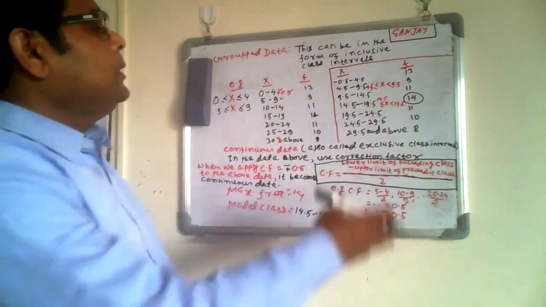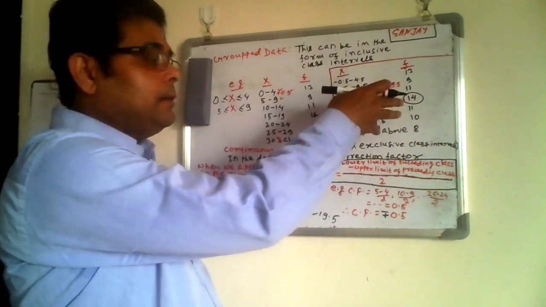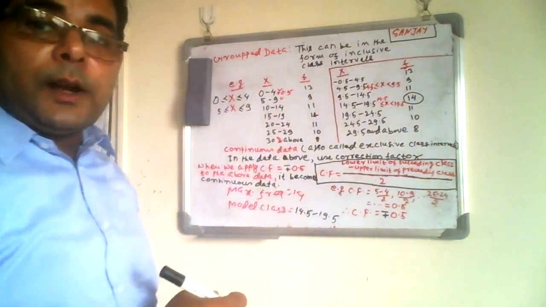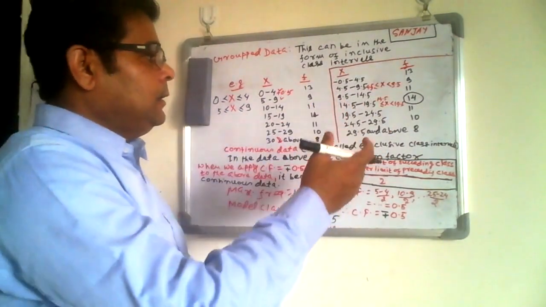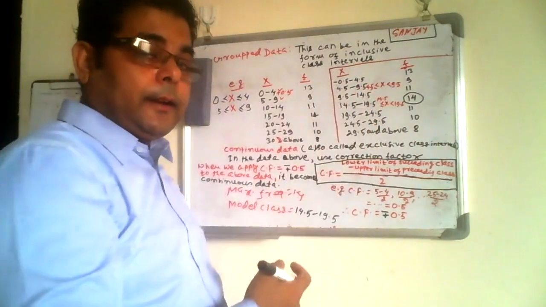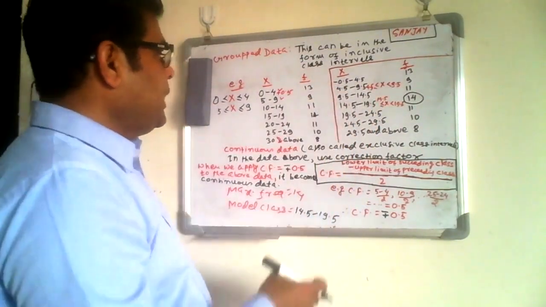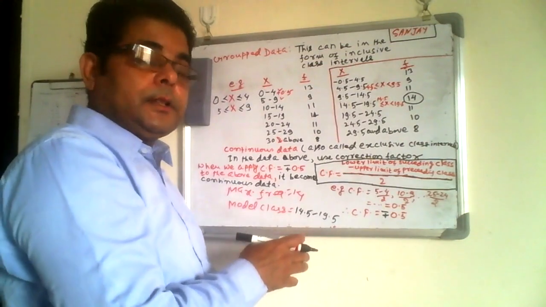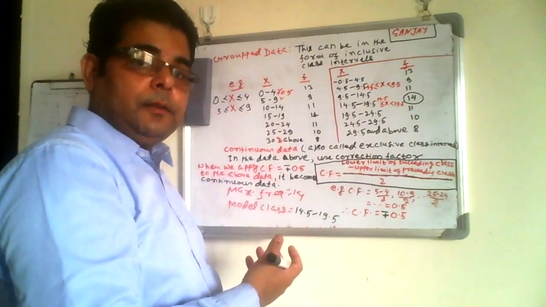Later on, we'll see this continuous set of data in the form of a histogram and other sorts of diagrams that fit here. And for the grouped data, we'll see the stem and leaf diagram.